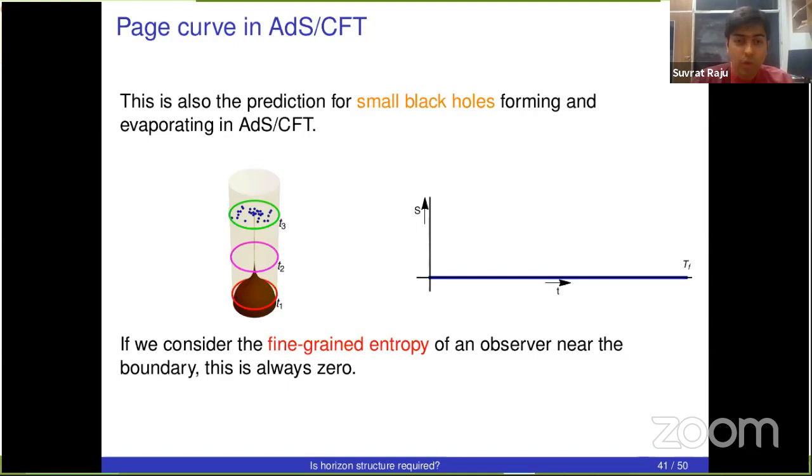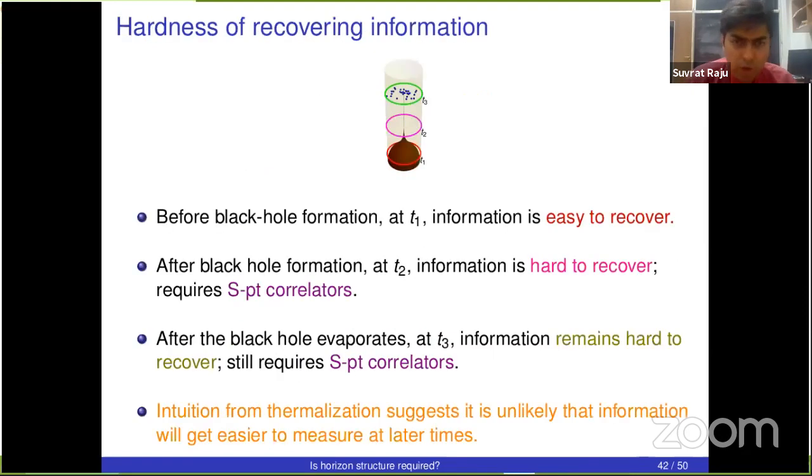In fact, if you were to consider the fine-grained entropy of an observer near the boundary, allow that observer to make all possible observations and construct an algebra out of all possible observations, I think we would always agree that if the state was formed from the collapse of a pure state, this fine-grained entropy is always zero. This entropy doesn't move up and become something and then go down. It's just always zero.